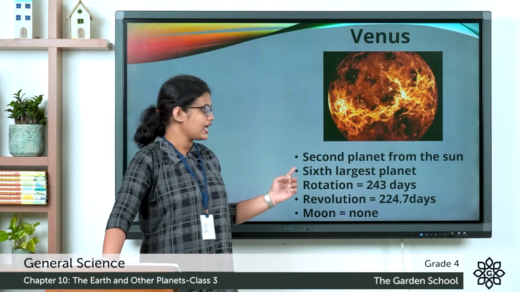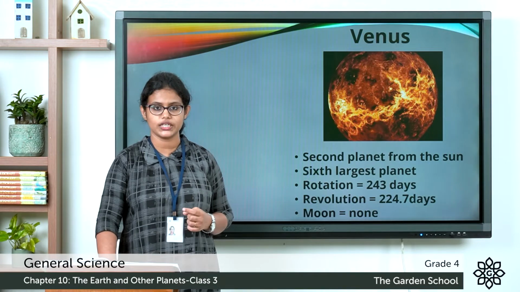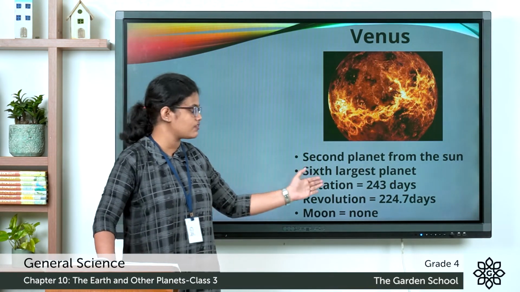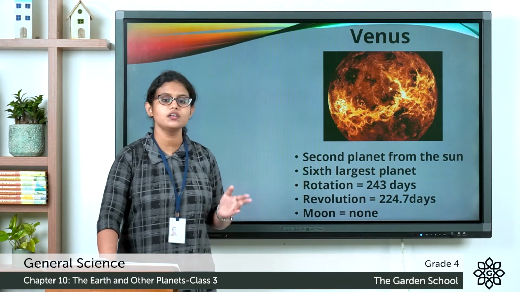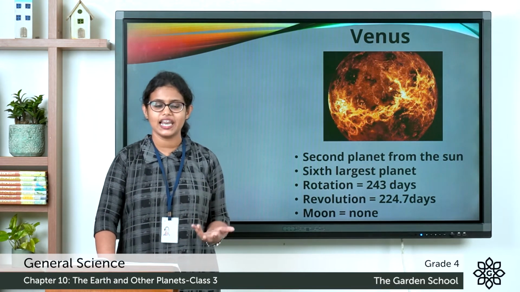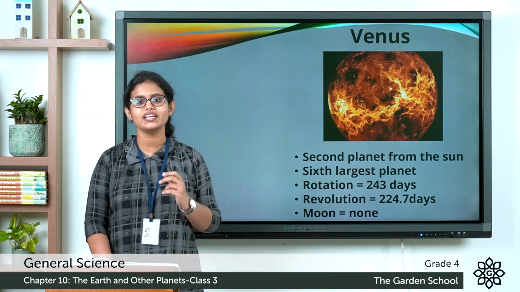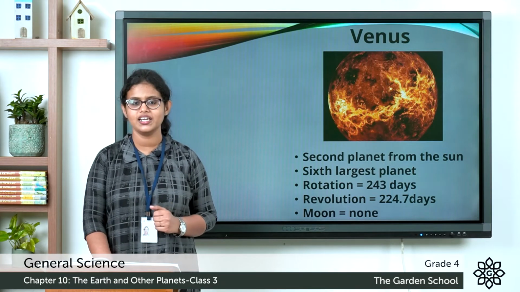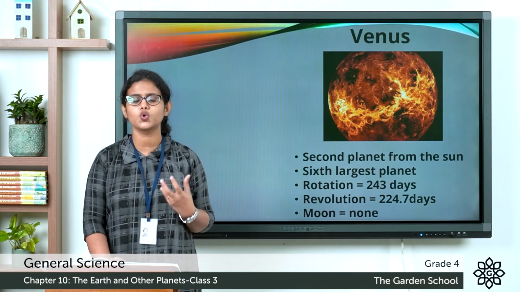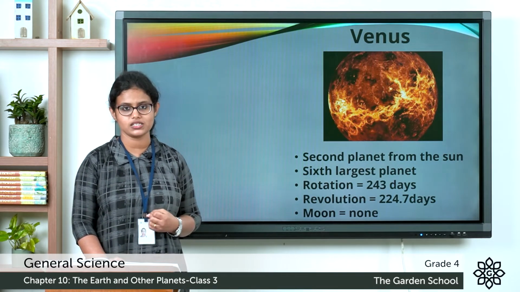Then it takes 243 days to complete one rotation and 224.7 days to complete one revolution. What about moons? Like Mercury, it also has no moons revolving around it. During the day, Venus gets hot enough that it could melt iron. So that is about the planet Venus.